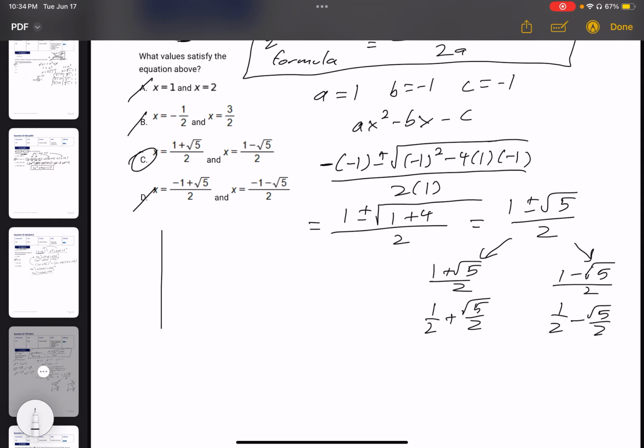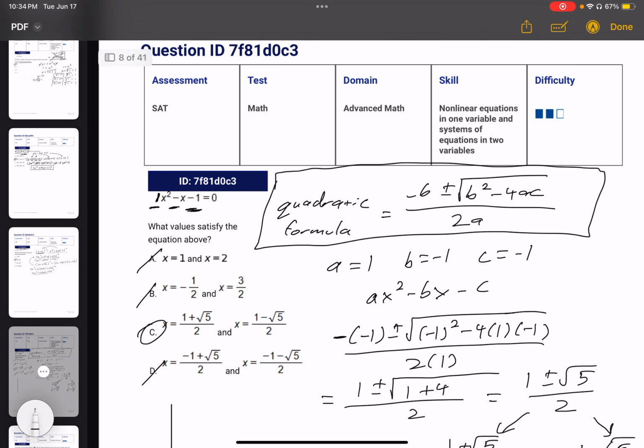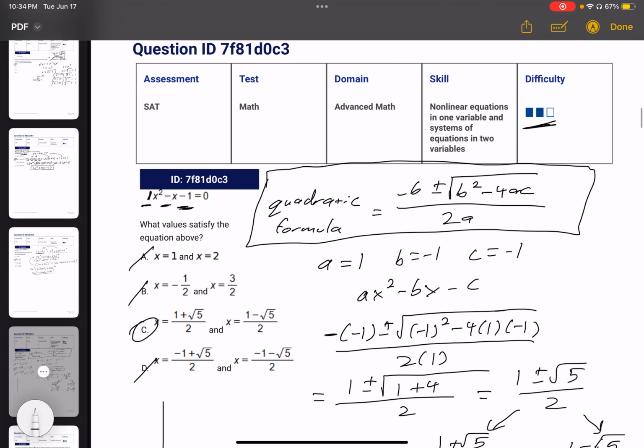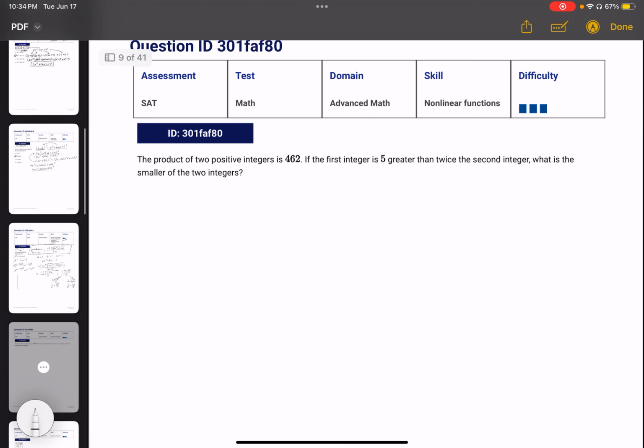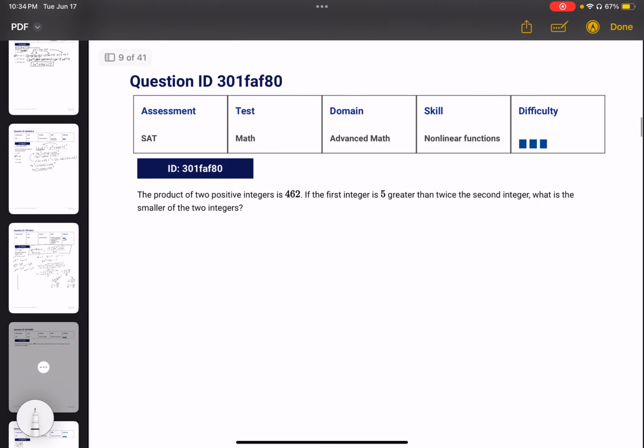Okay, so that was a medium difficulty. Not too bad. Looking at our next question. Okay. This is kind of a riddle, so read very carefully. The product of two positive integers is 462. If the first integer is 5 greater than twice the second integer, what is the smaller of the two integers?